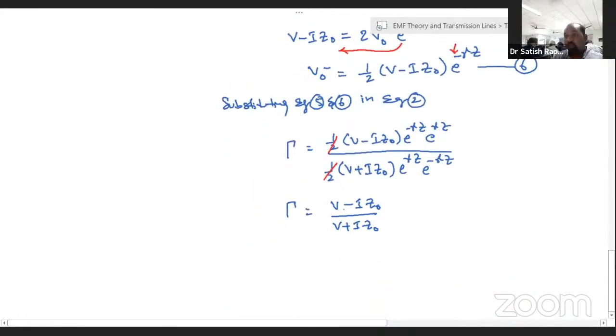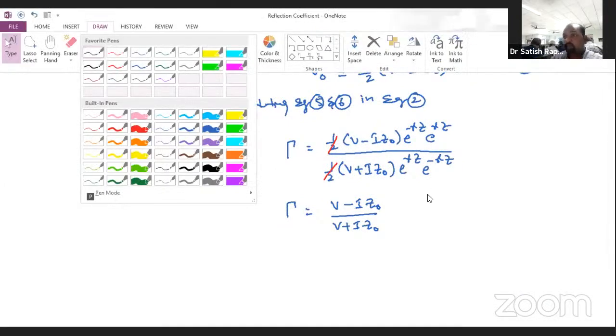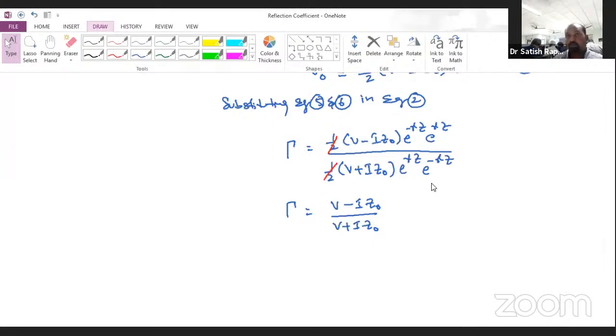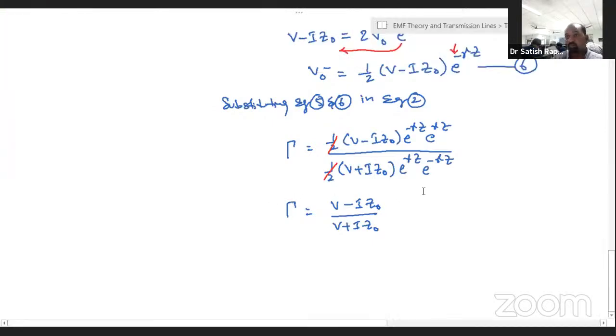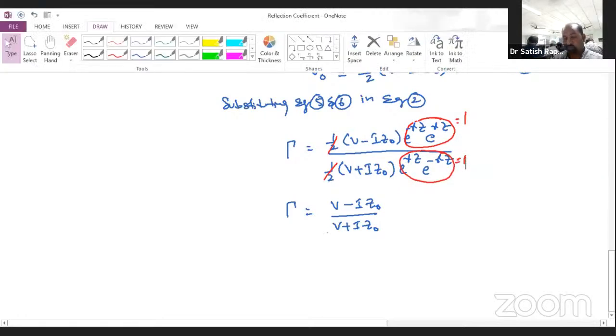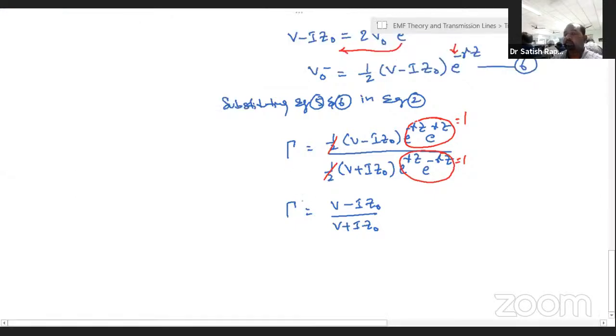Right? So this you will get, and here this term is 1, this term, so e power 0 you will get. So this is 1, and here also e power 0 you will get, and this is 1. So this is equal to 1, and this is equal to 1. So those two will get ones, so finally you will get this expression.